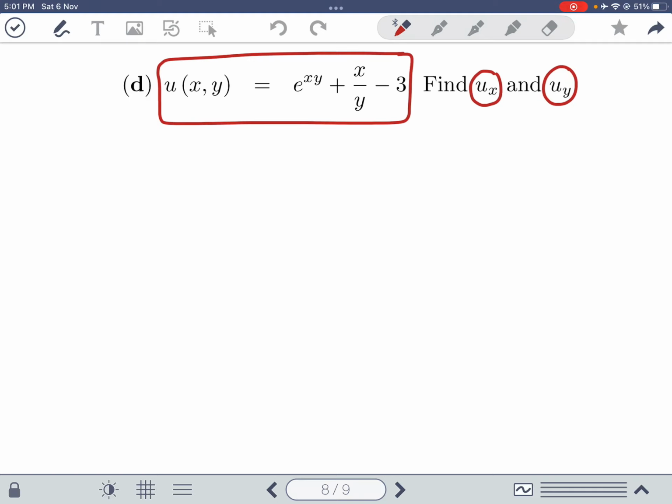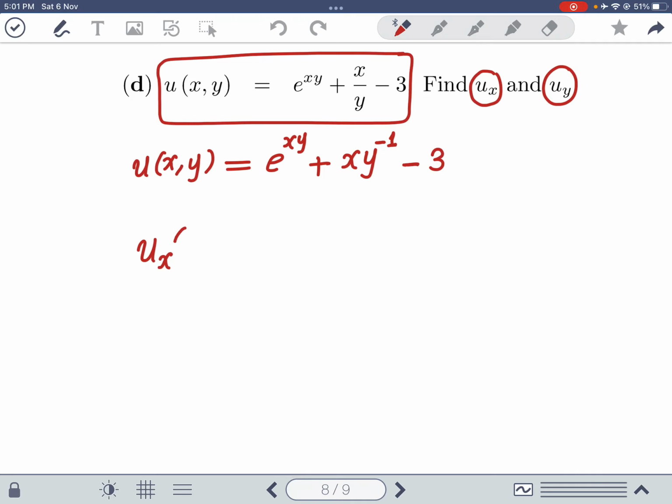So let's start. One thing is here, when you have x over y, I want to teach you something nice. If you have within your formula something like this, you can simplify things to make derivatives easier. So this is e to the xy plus, look at how I would write it, x times y to the power negative 1, minus 3. Now let us start taking derivatives.